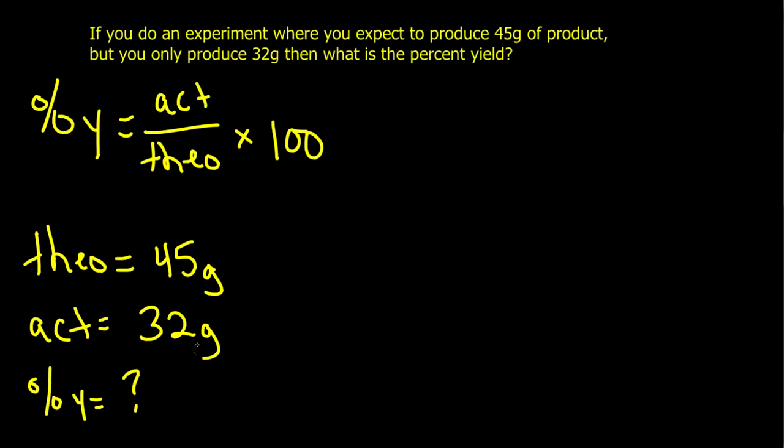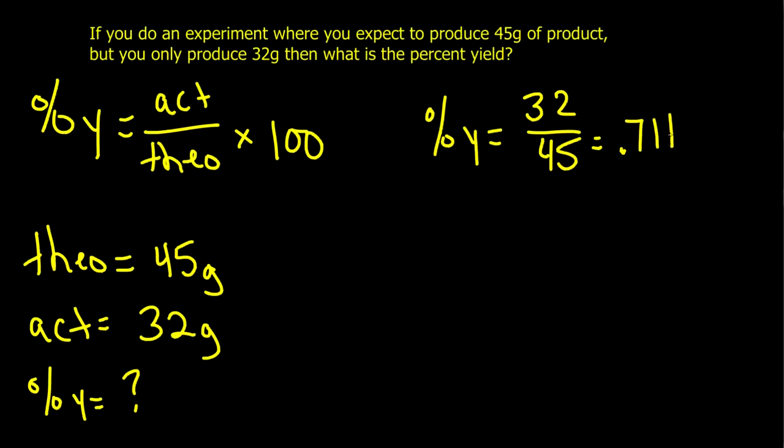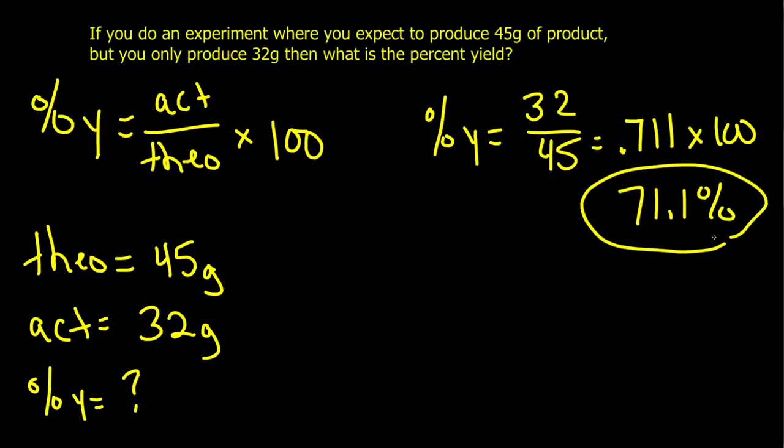So I take these values, plug them into my formula, do a little bit of algebra. So percent yield is equal to the actual, which is 32, over theoretical, which is 45. So I do a little bit of math there. 32 divided by 45, we get 0.71 continuing. I multiply that by 100, so my percent yield was 71.1%. And there's our answer. Pretty simple.